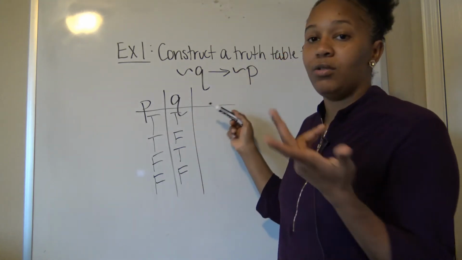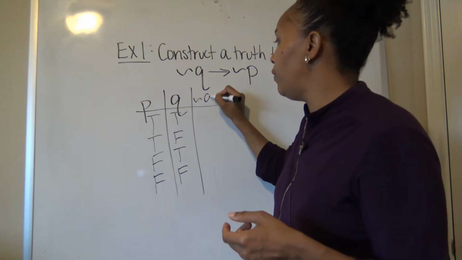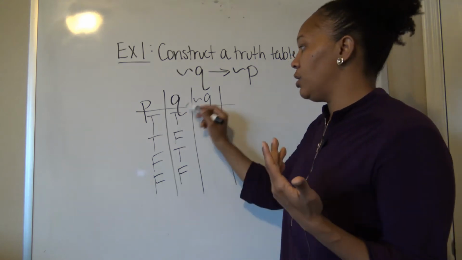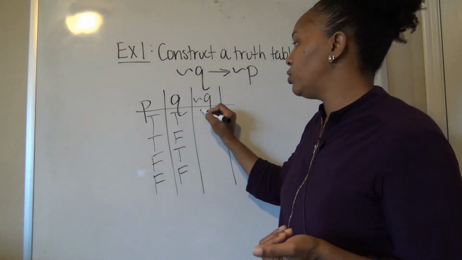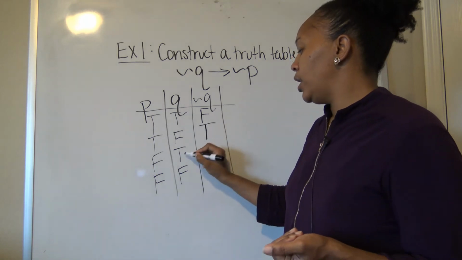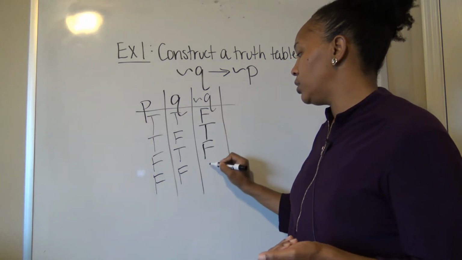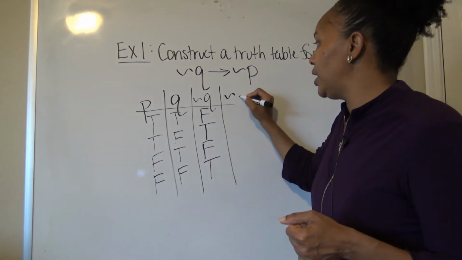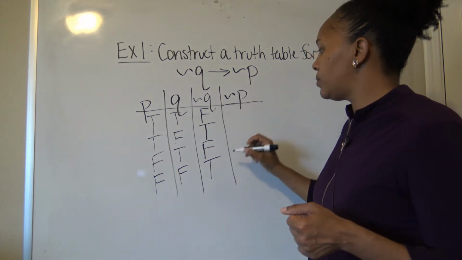Since the not Q is first, I'm going to do the not Q first. Remember, that's the negation of Q, which just means you change all the signs of the Q. So Q is true here, you make it false. Q is false here, you make it true. It's true here, you make it false. And it's false here, you make it true. Okay, and then the not P is next, so I'll do that one next.